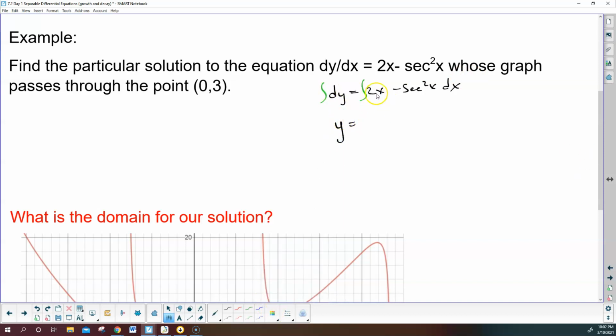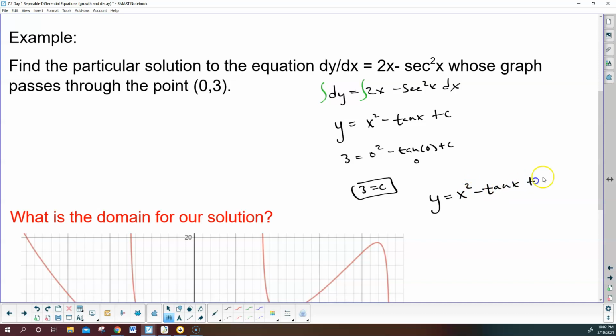Antiderivative of dy is y, the antiderivative of 2x is x squared, and the antiderivative of secant squared is tangent of x, plus c. And we're going to use the initial condition. Well, tangent of 0 is 0, so that means c is my value. Take my answer. We're going to put 3 in for c.